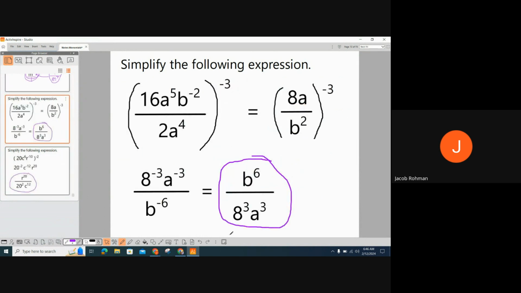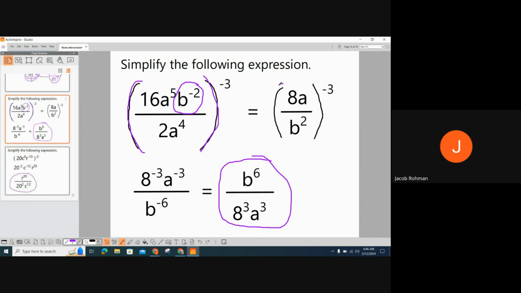And then this example, here we're going to start with just simplifying what's inside the parentheses. So you can notice that there's some stuff to simplify. We're going to start with the 16 and the 2 here. That's going to turn into this 8. And then we're going to simplify the a to the 5th and the a to the 4th. That's going to simplify to be this a over here. And then the b to the negative 2 power, we're just going to kick that down to the bottom of the fraction. So that's where we get this.